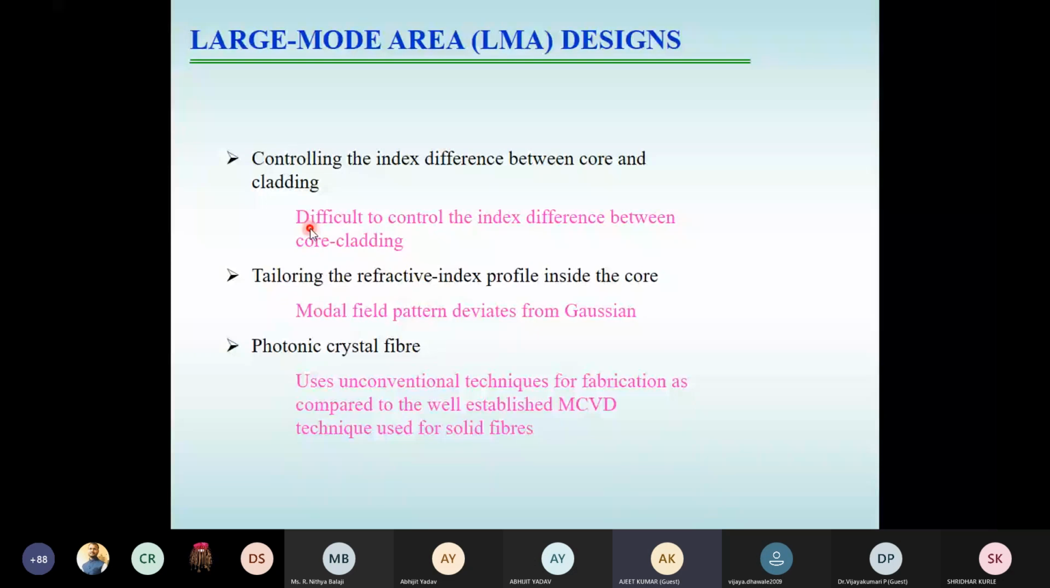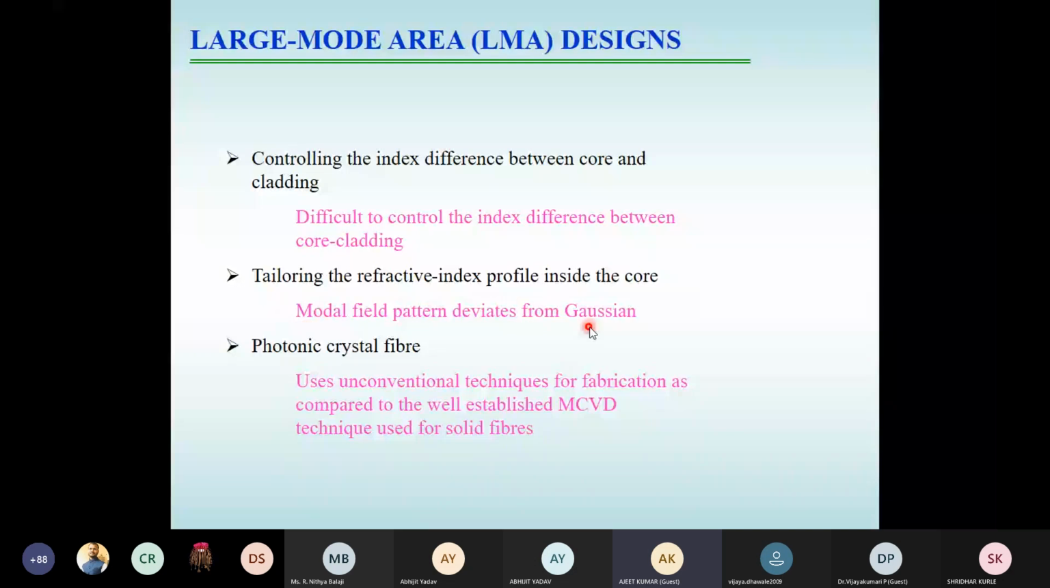And the second point is, if you reduce this n1 minus n2, more and more field will go into the cladding region, and the fiber which you are designing is going to be more sensitive to bending. But of course, there have been designs based on which you can further increase this and break the limits of the conventional fiber. The second way is you tailor the refractive index profile inside the core. Inside the core, you don't take the step index design, but instead take some Gaussian kind of design, and you can basically increase the area. But in that case, the modal field pattern deviates from the Gaussian. So this is one of the limitations.